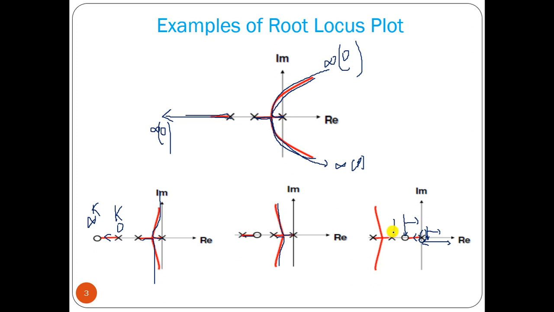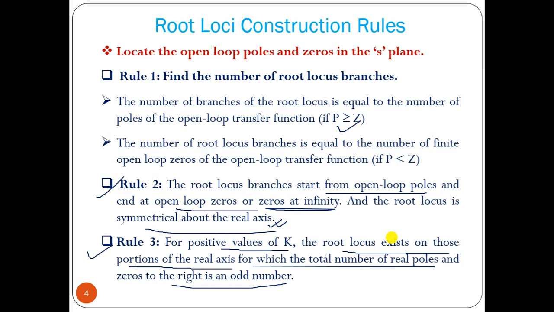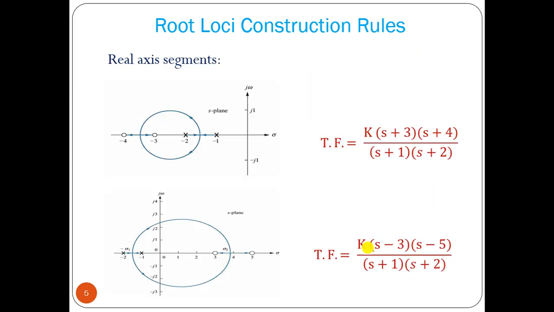If we look at this point, on the right-hand side, we can see the number of poles and zeros is 0, so there is no root locus branch. Branch means it is represented by this red line. Now if you look at this particular point on the right-hand side, we can see a total of 3 poles and zeros, an odd number, so in between this area we have this root locus path. That is the way we have to find out the real axis segment. That is rule number 3, and this is one of the most important points.